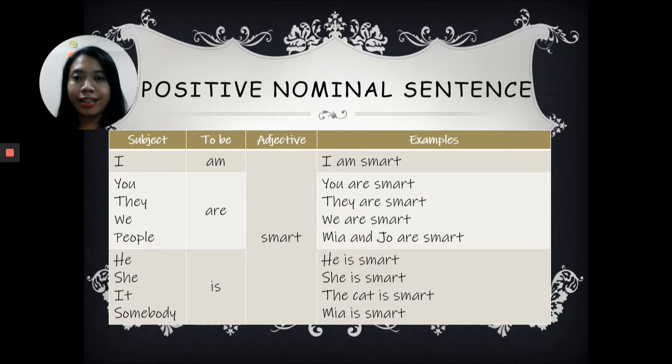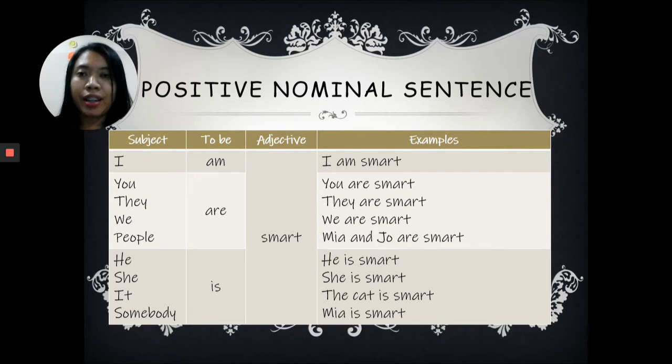Now, let's discuss positive nominal sentence. This is the second type of simple present tense sentence. In nominal sentence, once again, we don't need to use verb, but we need to use adjective, adverb, or noun. To make positive nominal sentence, we need to be. For subject I, we need am. For subjects you, they, we, and people, we need are. And for subjects he, she, it, and somebody, we need is.